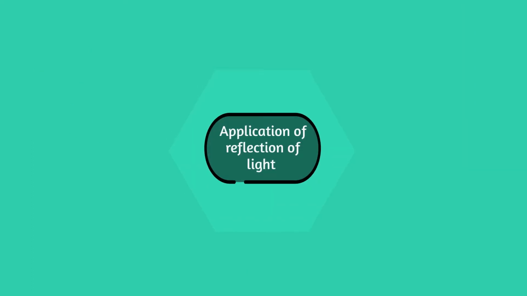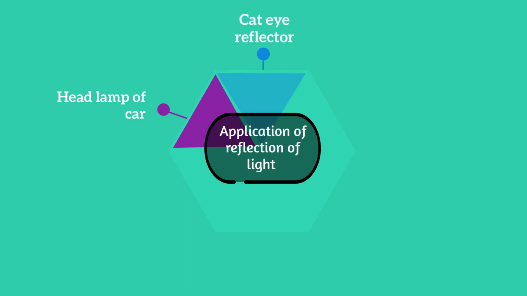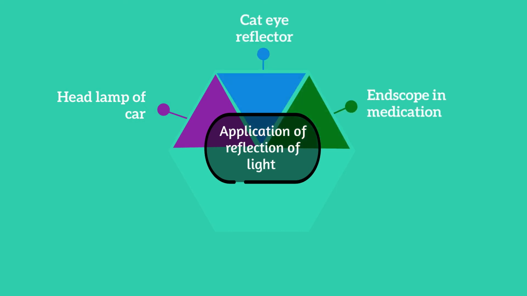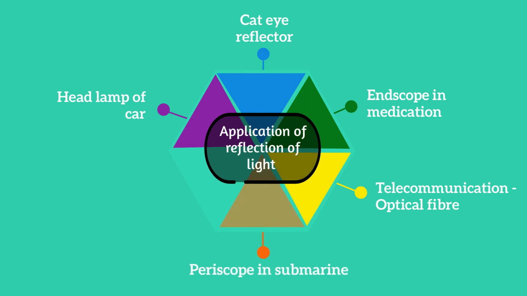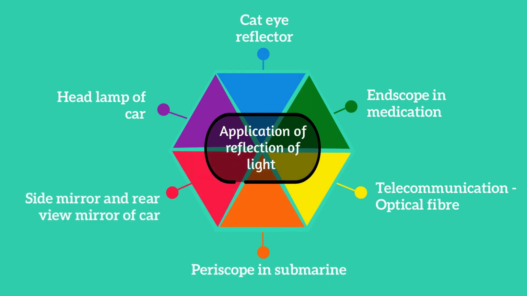What are some applications of reflection of light? We have headlamps of a car, cat's eye reflectors, endoscopes in medicine, telecommunications, which include optical fibers, periscopes in submarines, and side and rear view mirrors of a car.